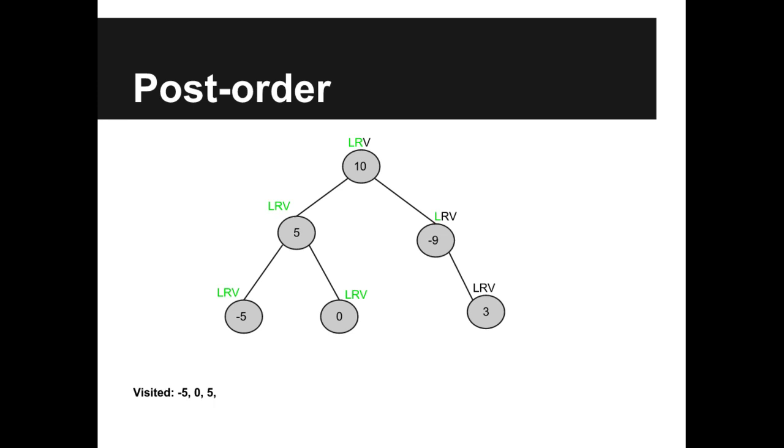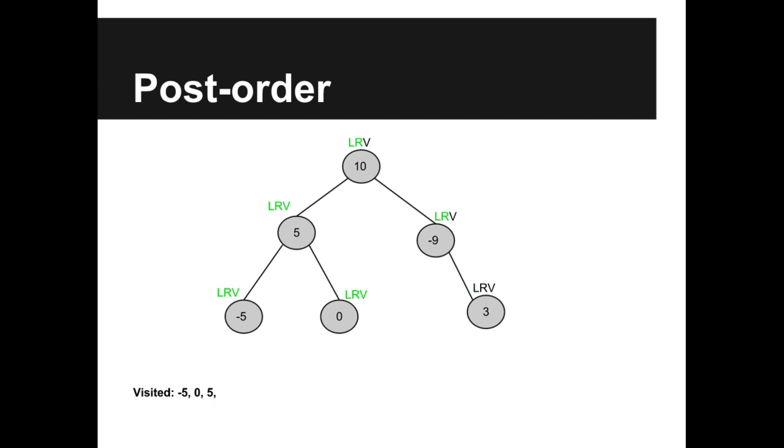The next letter in the sequence tells us to go to the right. So we're gonna go to the right subtree of node negative 9, and we're gonna see that in the right subtree we have node 3. Node 3 now tells us to go to the left subtree, but as you see, we don't have a left subtree, so we're gonna execute the next letter in the sequence.